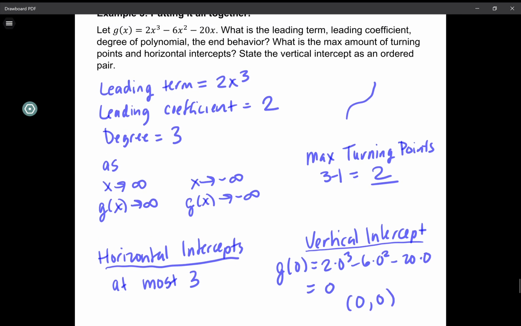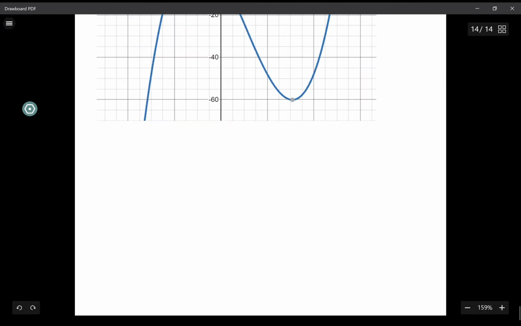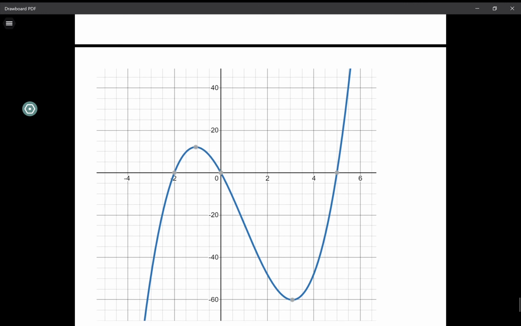All right, so we found what this function's looking like. We know there's going to be at most 2 turning points. We know there's at most 3 horizontal intercepts. We know it goes through the origin. Let's go ahead and graph this guy, and this is what it looks like. Here's my 1st turning point. Here's my 2nd turning point. Here are my horizontal intercepts and also my vertical intercept. As x went to infinity, the function goes to infinity. As x went to minus infinity, the function went to minus infinity. So we got that all correct. So on to section 5.2.